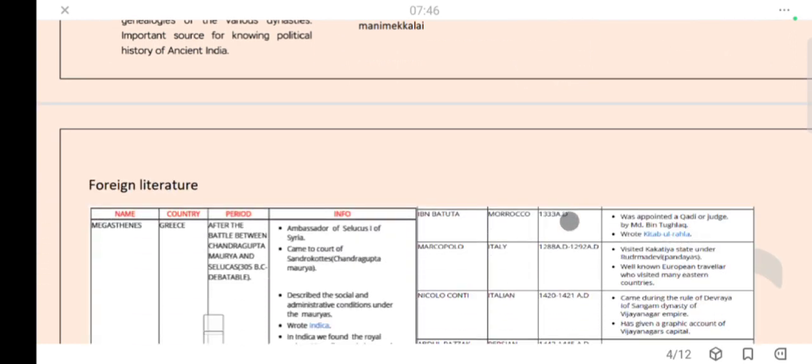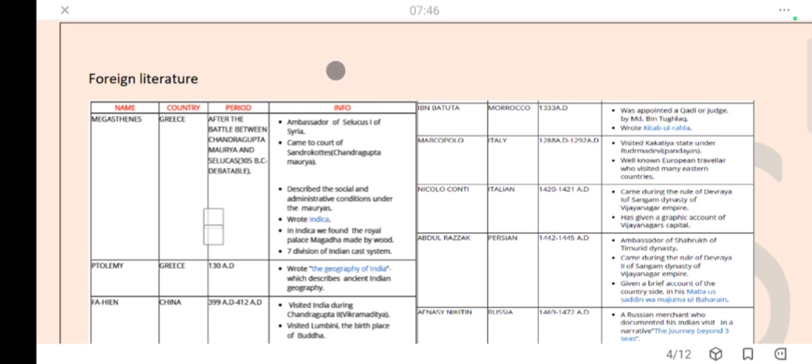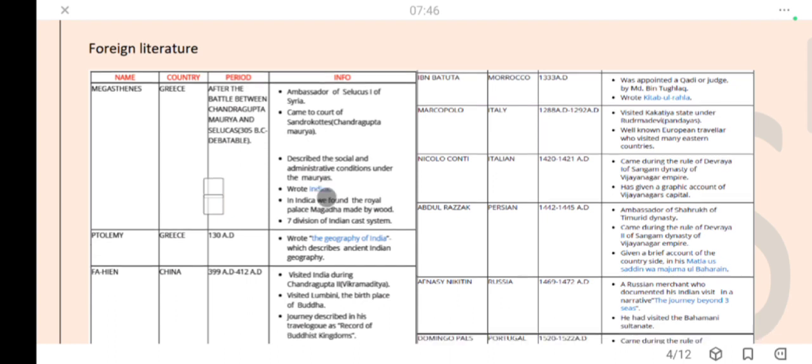These are the stories. Now let's talk about the foreign literature. In the foreign literature, we mainly talk about a few people like Megasthenes: the name of the person, the country they are from, the period, and the information about them. Megasthenes came from Greece, and he is from the period of Chandragupta Maurya and Seleucus Nicator. He wrote Indica, very very important. He also mentioned the seven divisions of the Indian caste system in his book, and he described the social conditions of the Mauryan age.